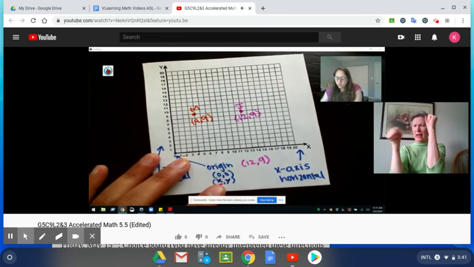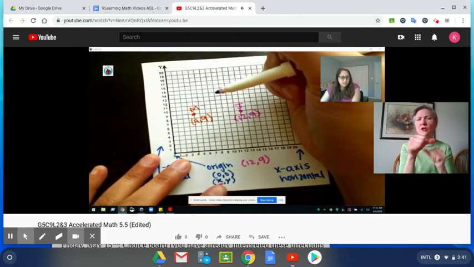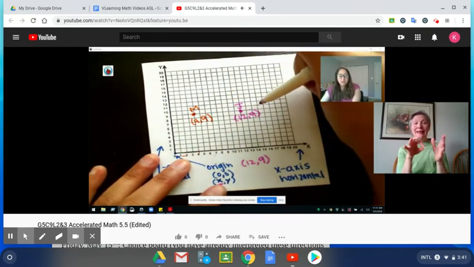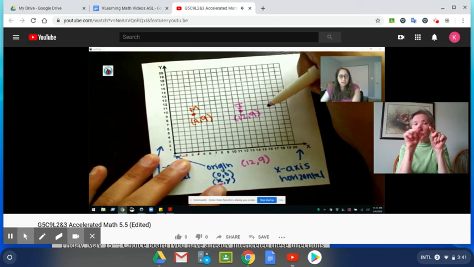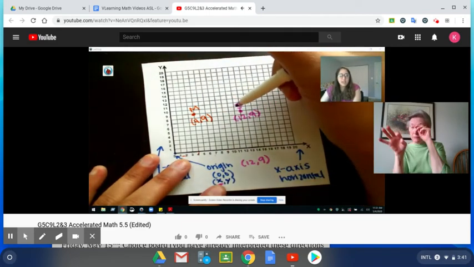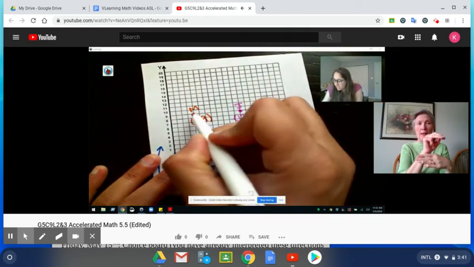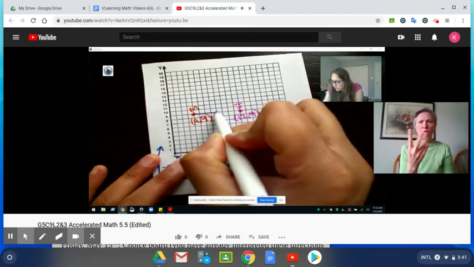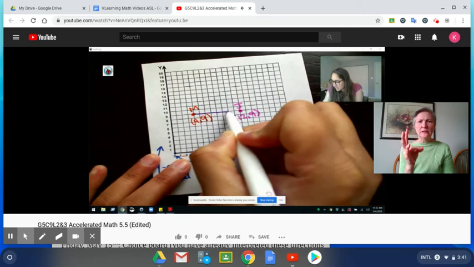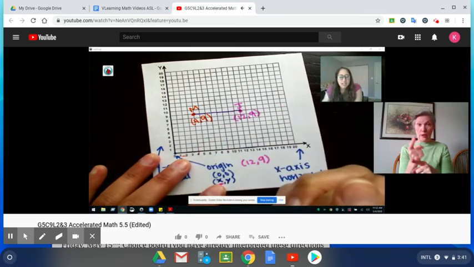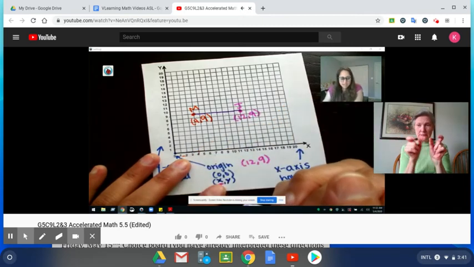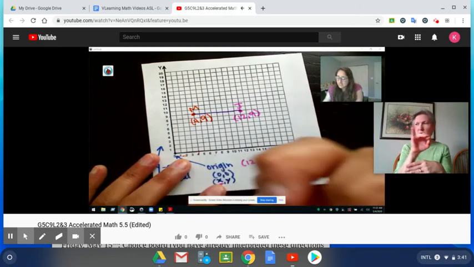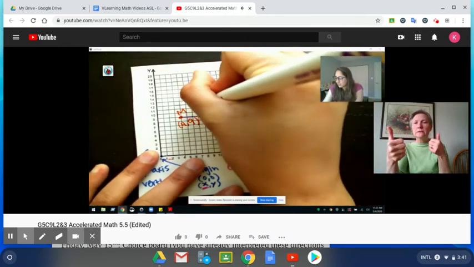So what we can do then is count the number of spaces on this coordinate grid that are between the points M and J. And if I do that, I might see 1, 2, 3, 4, 5, 6, 7, 8, right? I see 8 spaces between M and J. So I can say that their distance is 8 units.